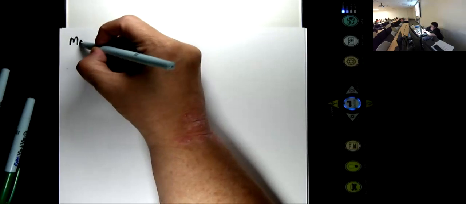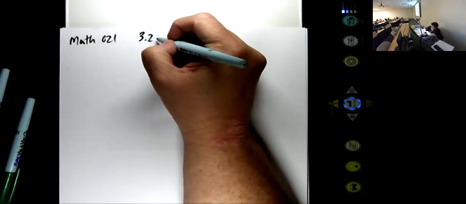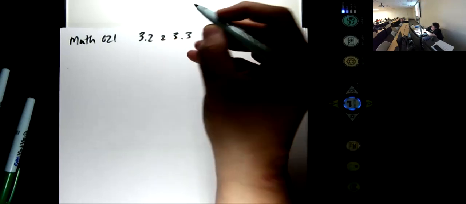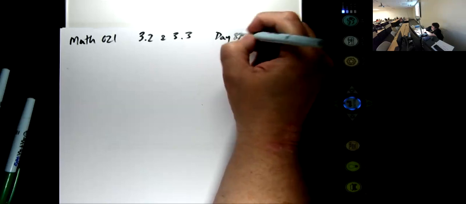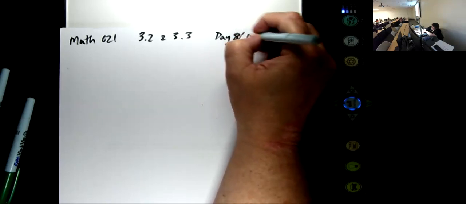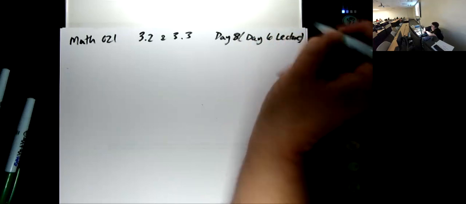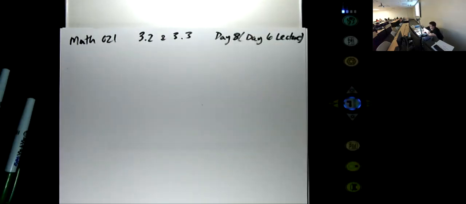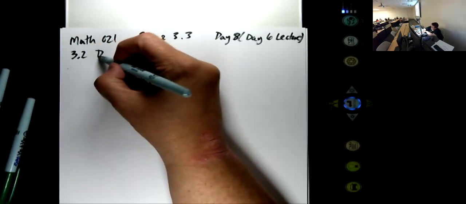All right, quick challenge for you guys. We're doing 3.2 and 3.3 today. Let's see, it's like day 8 or day 6 of lecture. And 3.2 is on dispersion or deviation.